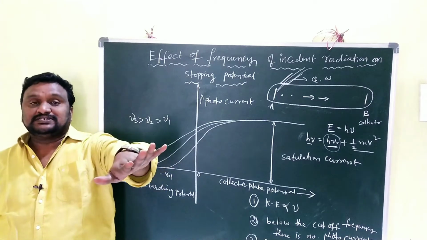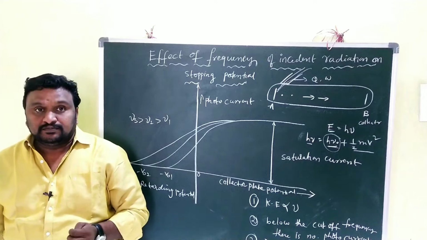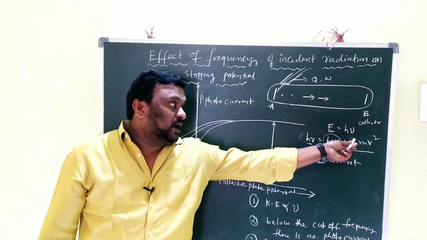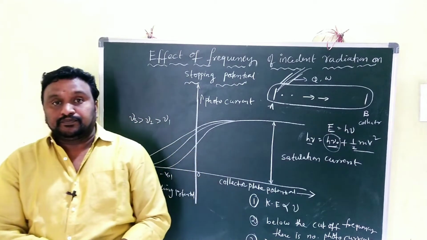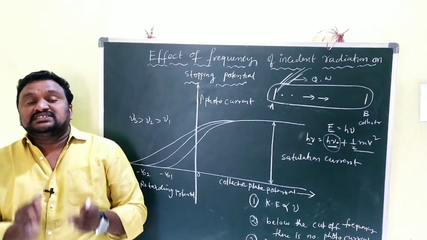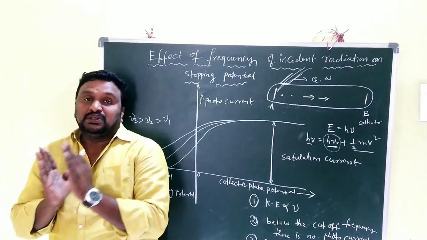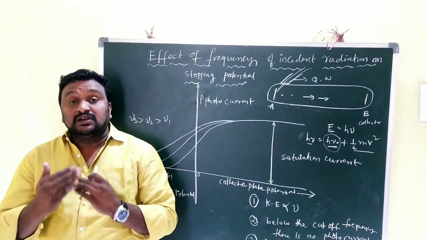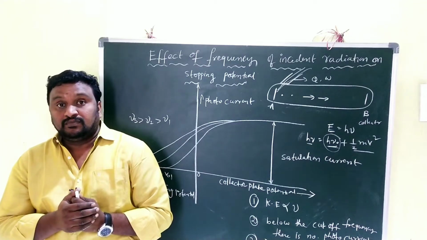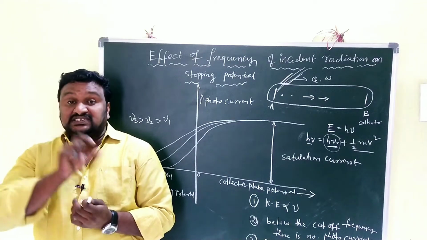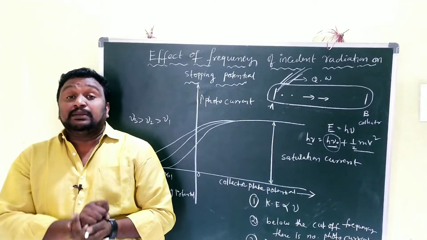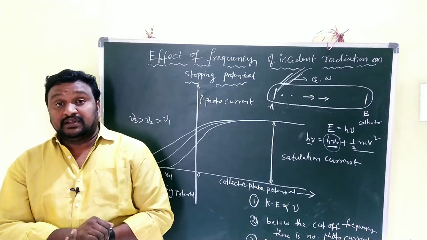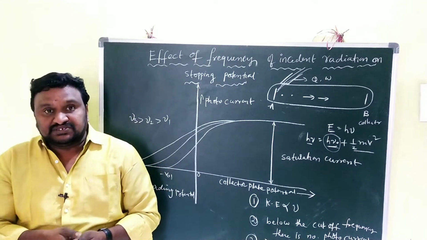For that, some energy is required, and that energy is the half m v square you are seeing here. The electron is moving from the cathode to the collector, which means it is in motion. That's why it will have some kinetic energy. So the kinetic energy should depend upon the frequency of the incident radiation. Got my point?